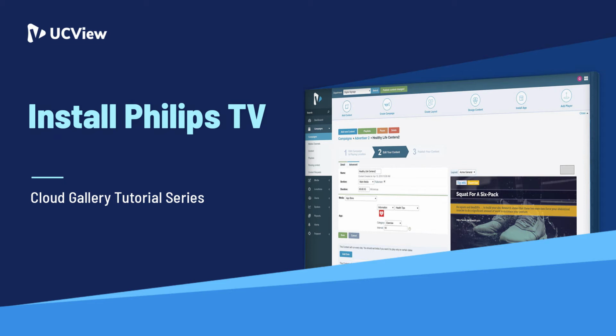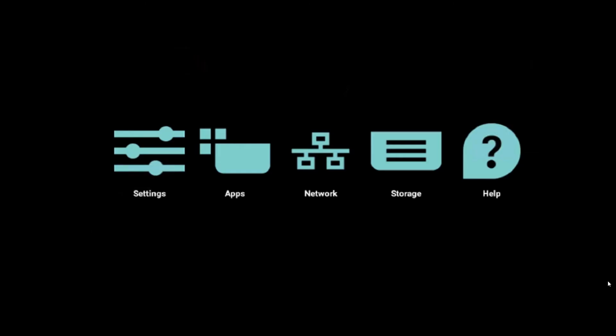This video will demonstrate how to install the UCView Android player on Philips TV. The Android application is an APK file that includes all the sources for installation. To install the APK package from a remote location, go to your Android main menu and click on Apps.